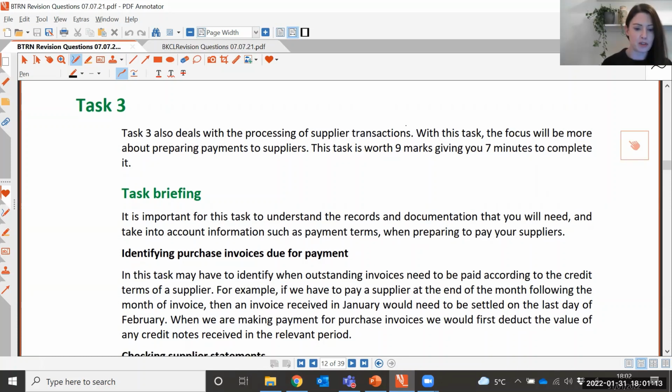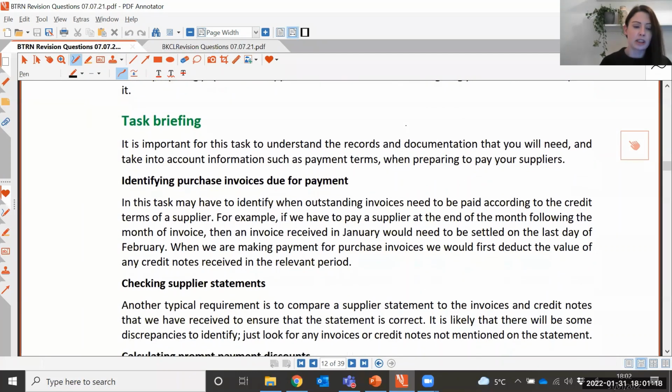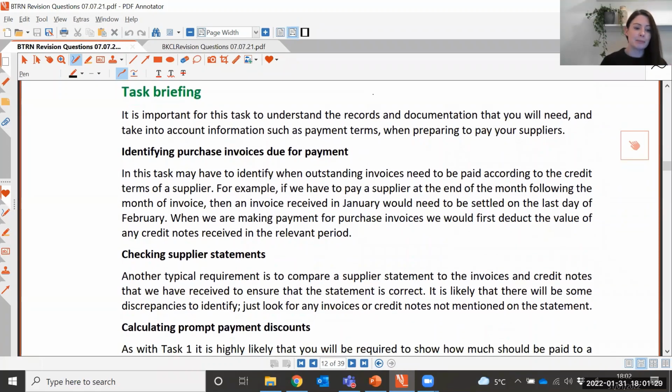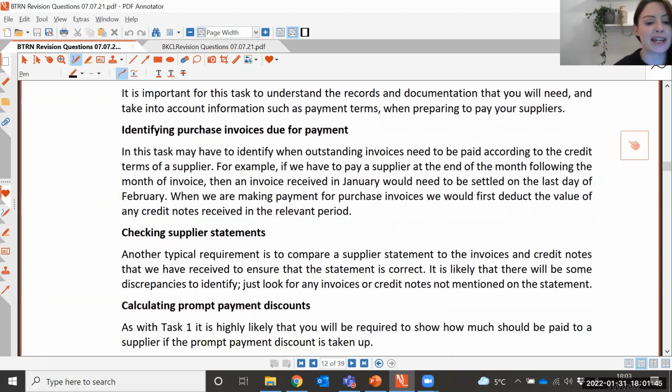So first of all, bookkeeping transactions, so processing supplier transactions. So in this task, this is the type of question that you may get within task 3 of the bookkeeping transactions assessment. So it is important for this task to understand the records and documentation that you will need and take into account information such as payment terms when preparing to pay your suppliers. So in this task, you might have to identify when outstanding invoices need to be paid according to the credit terms with that particular supplier.